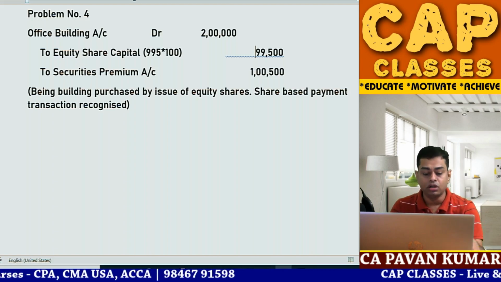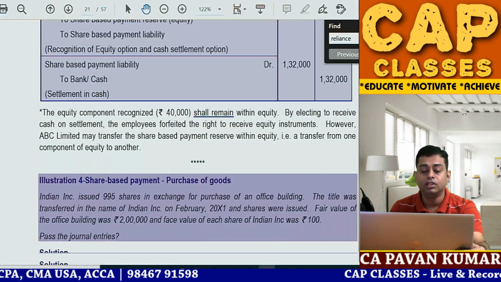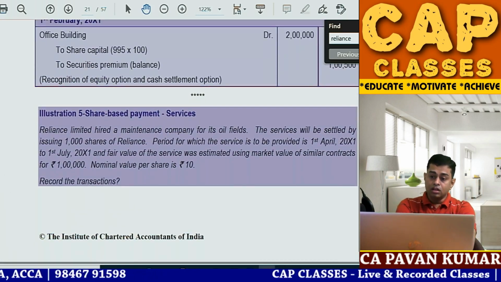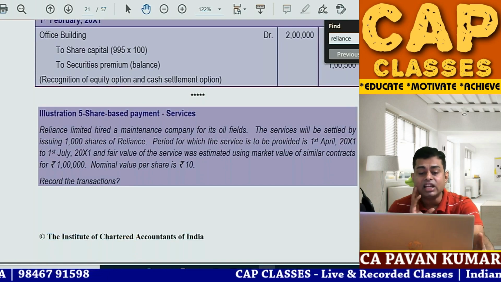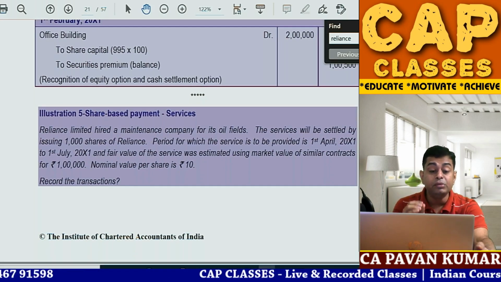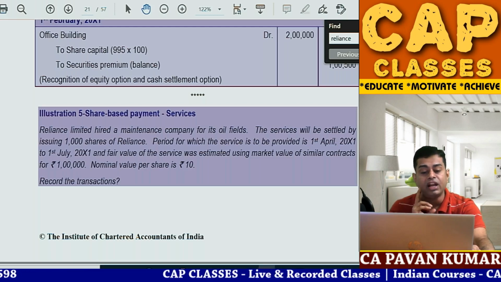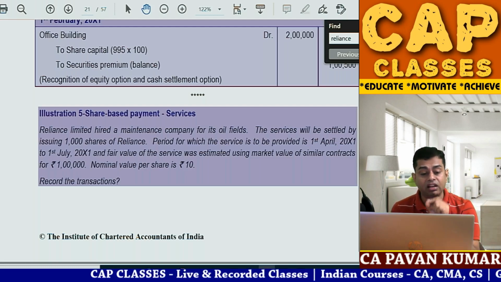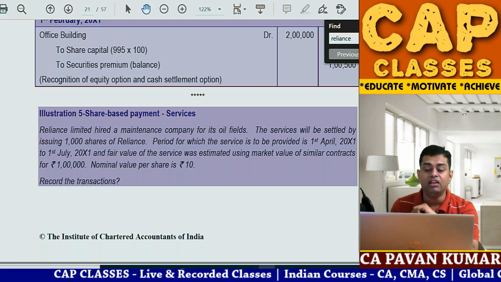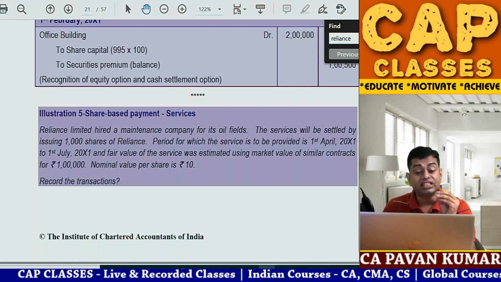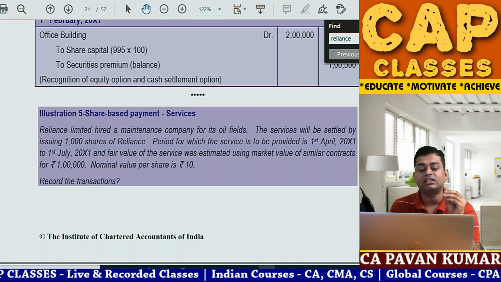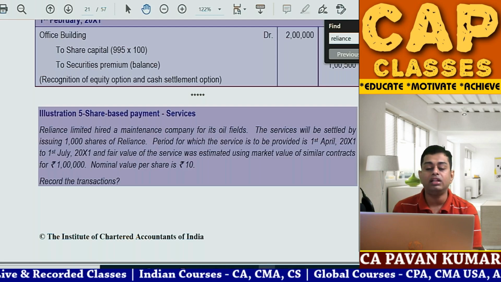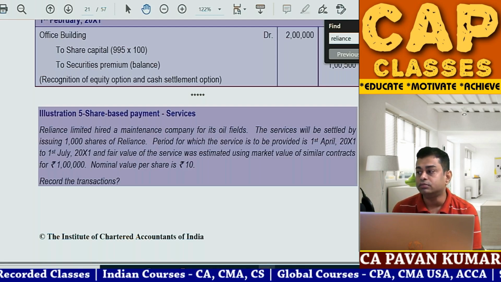So this is problem number 4. Shall we do one more problem? We'll do problem number 5. Reliance Industries. Put a star mark, important. Reliance Limited hired a maintenance company for its oil fields. The service will be settled by issue of 1,000 shares of Reliance. The period for which the service is to be provided is 1st April 2011 to 1st July 2011. The fair value of the service was estimated using market value of similar contracts. The fair value is 1 lakh. Nominal value per share is 10 rupees. Record the transaction. Beautiful question.